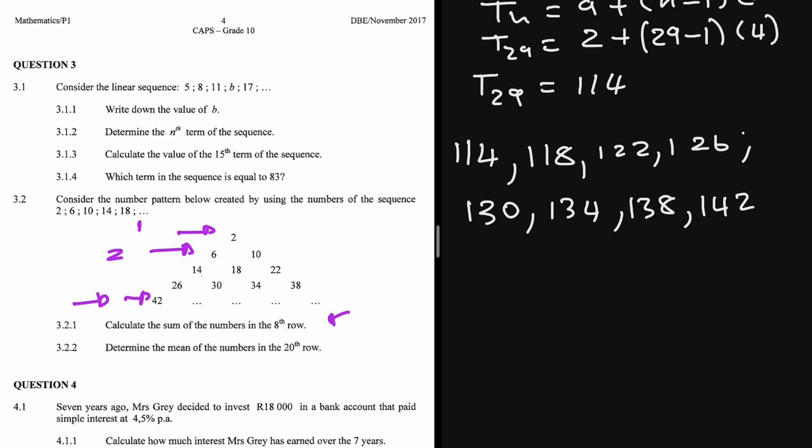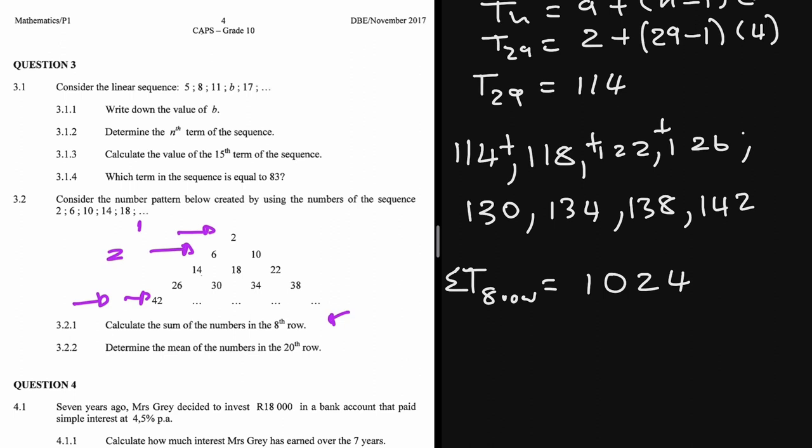So now to determine the sum of them, we're just going to add them together. We're just going to say the sum of the terms in the 8th row is going to be this plus that plus all of them. We just add them together. So now in our calculator, we're going to say 114 plus 118 plus 122 plus 126 plus 130 plus 134 plus 138 plus 142. That will give us the sum of all the terms in the 8th row, which is 1024.